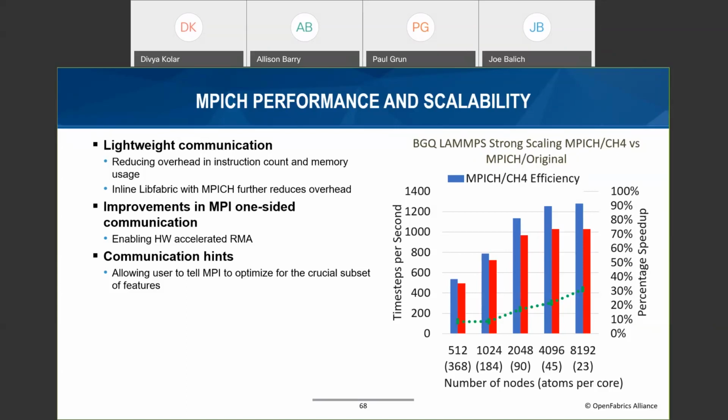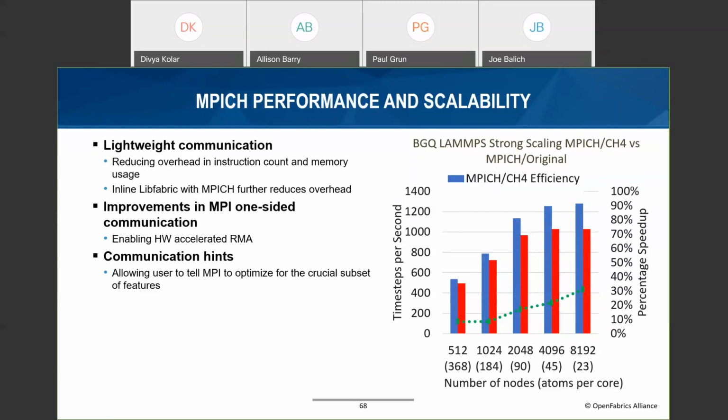So that's why we're trying to introduce a very lightweight library on top of Libfabric, which basically reduces the instruction counts and memory usage, and tries to use as much native functionality from the fabric as possible. And we even try to go one step further by inlining the Libfabric functionality into the MPICH library itself, essentially mitigating all the function call overhead in the software stack.